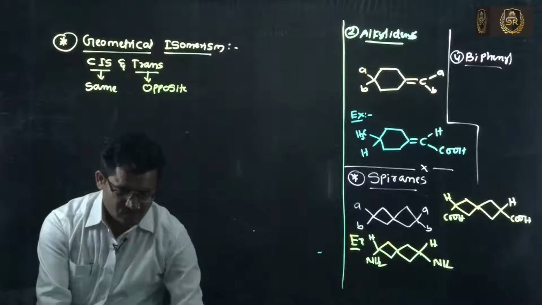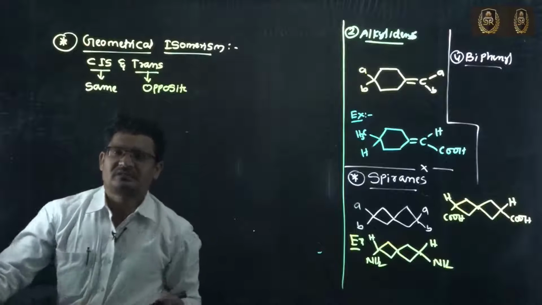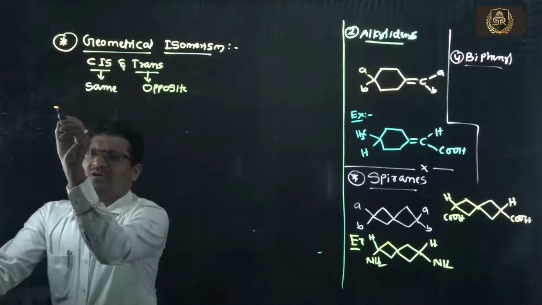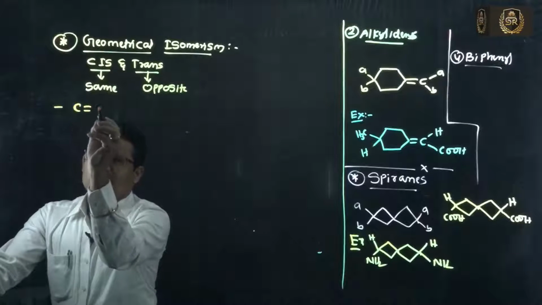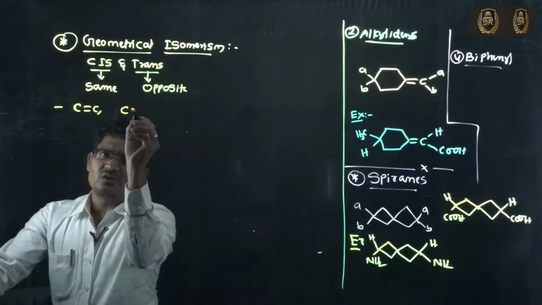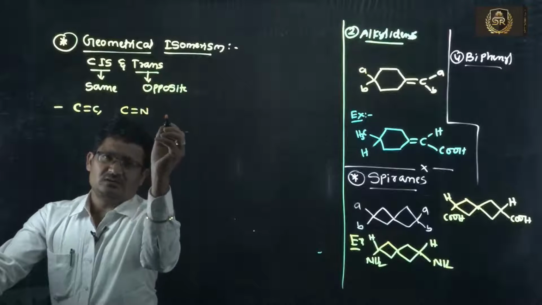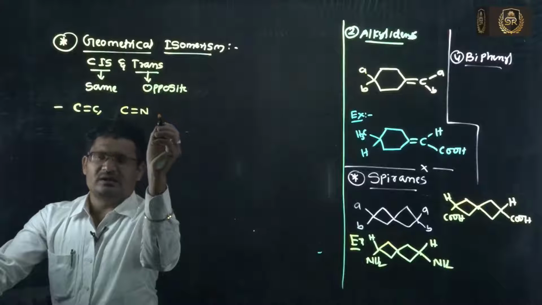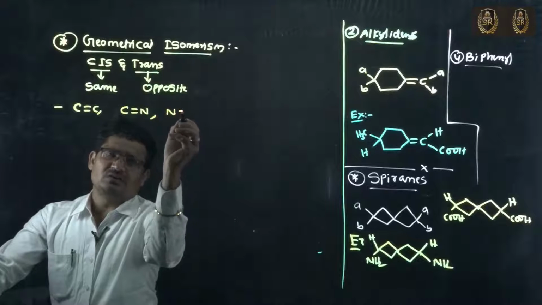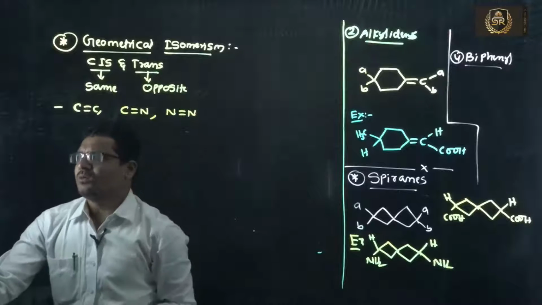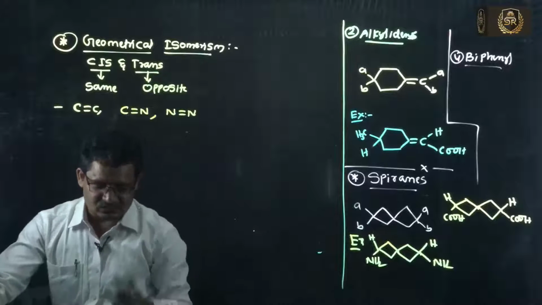For example, the compound must compulsorily have a carbon-carbon double bond, or a carbon-nitrogen double bond, or a nitrogen-nitrogen double bond. If there is no double bond, cis-trans isomerism cannot be formed.